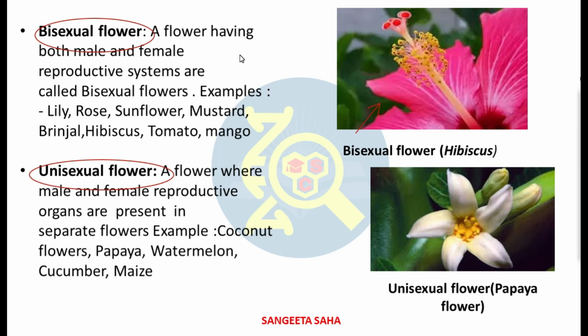Now, if the flower possesses either of the reproductive organs in one flower, in other words, either stamens or carpels, or rather either androecium or gynoecium, but not both in the same flower, then it is said to be unisexual flower. It is seen in papaya flower, watermelon, cucumber, maize.